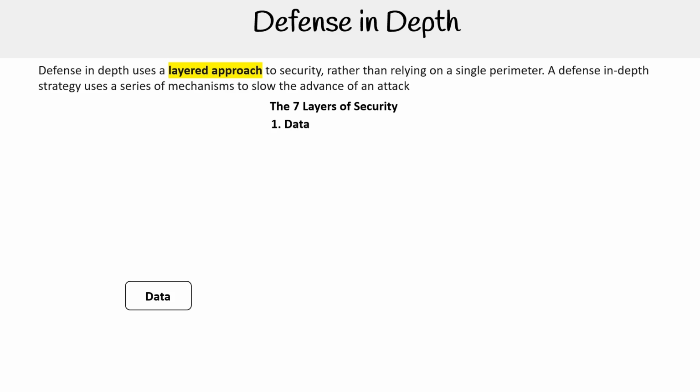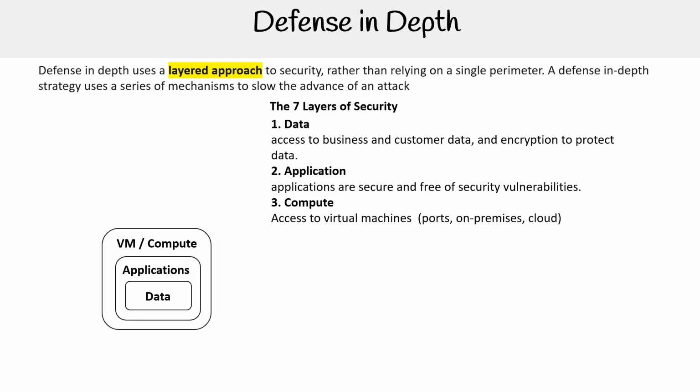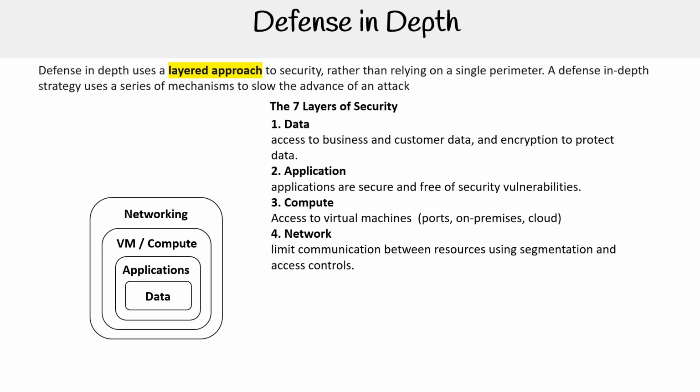At the core, we have data, so access to business and customer data and encryption to protect data. Then we have application, so applications are secure and free of security vulnerabilities. Then you have compute, so access to VMs, ports, on premises, and cloud. And then network, so limit communication between resources using segmentation and access controls.